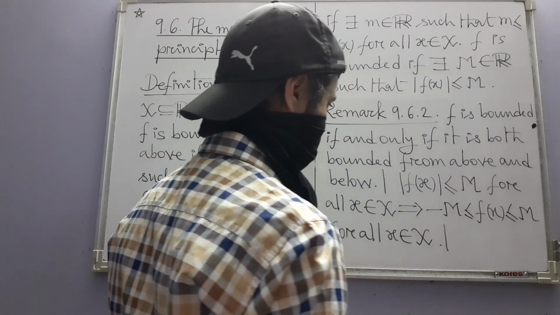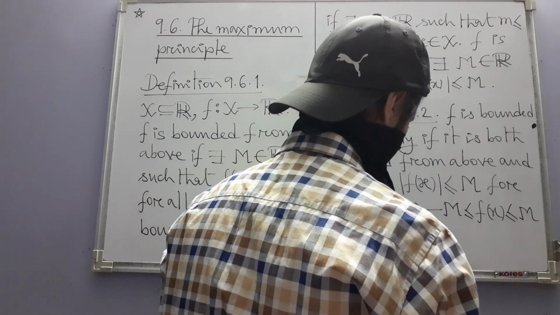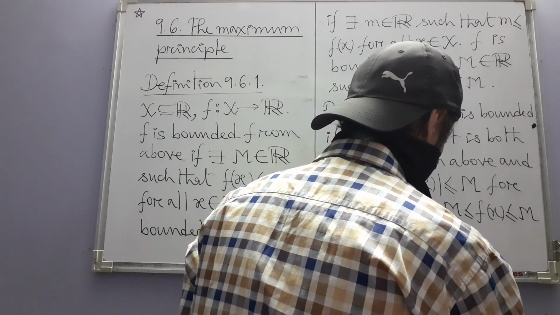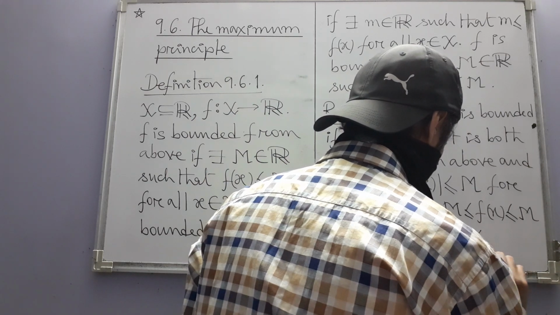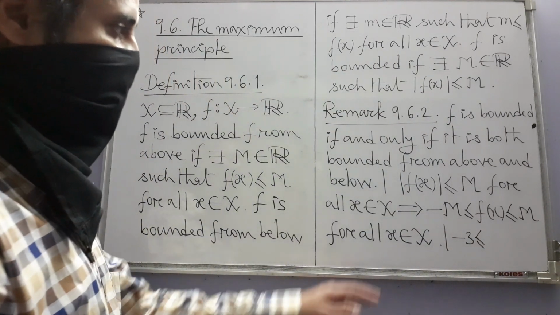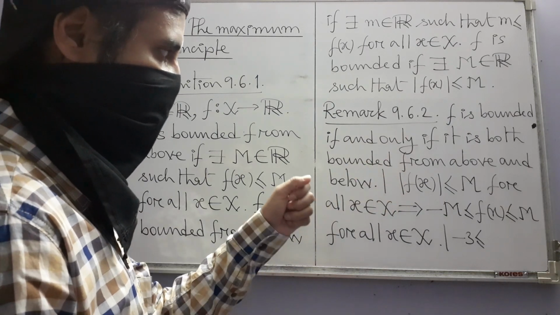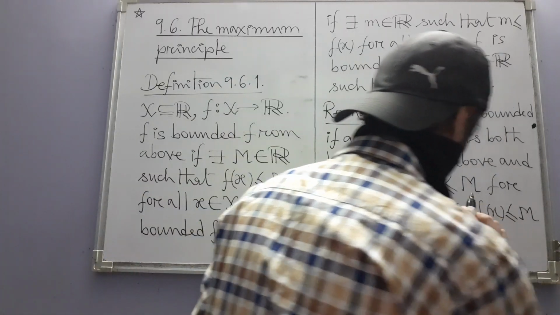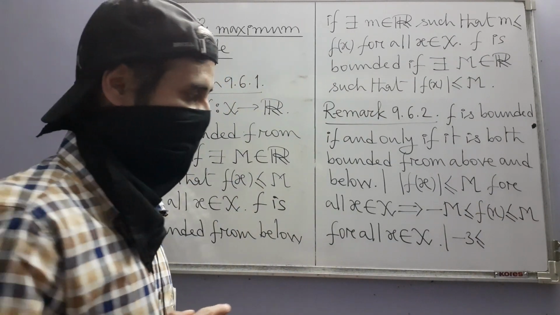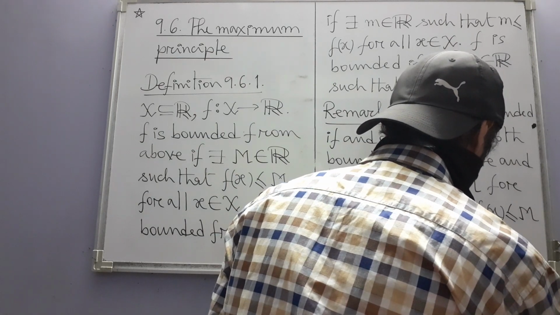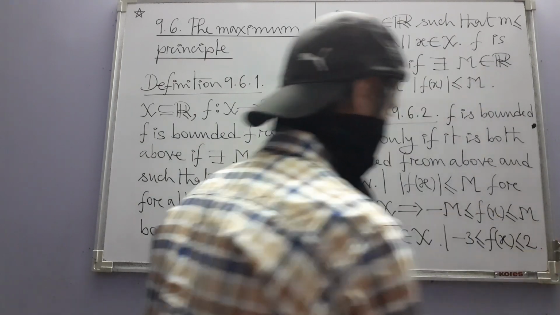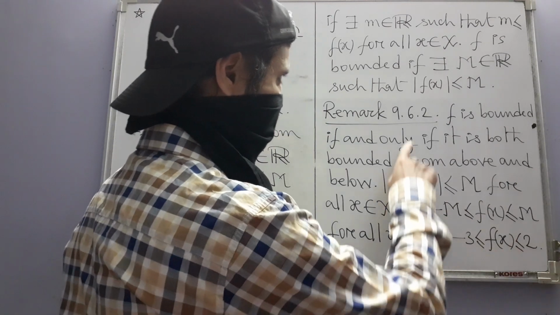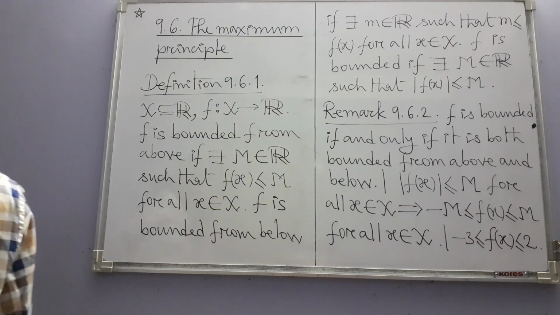Now for the converse, let us take some values. So what is the converse? The converse is claiming that if F is bounded from both above and below, then F must be bounded. Suppose F is bounded from below by minus 3 and from above by 2. Then how can we find one such M? That is the question.